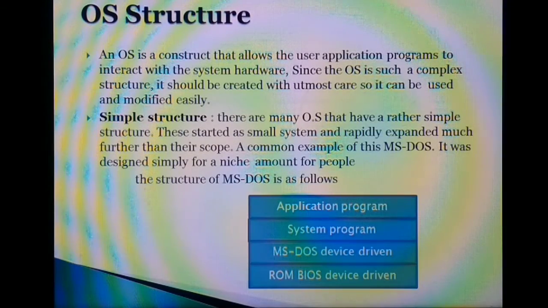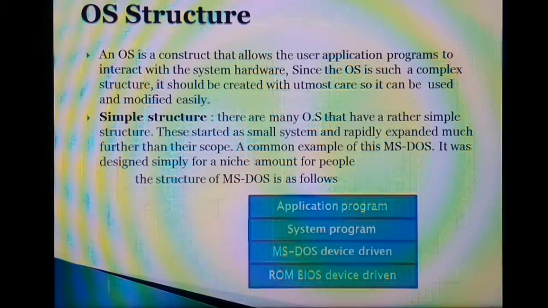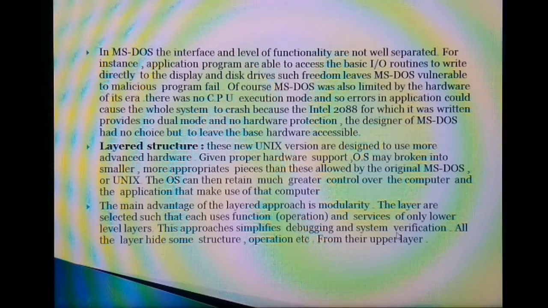There are many operating systems that have a rather simple structure. These started as small systems and rapidly expanded much further than their original scope. A common example is MS-DOS, which was designed simply for a niche group of people. The structure of MS-DOS is as follows. We can see the first layer, the ROM BIOS device drivers, then MS-DOS, then system programs and application programs.